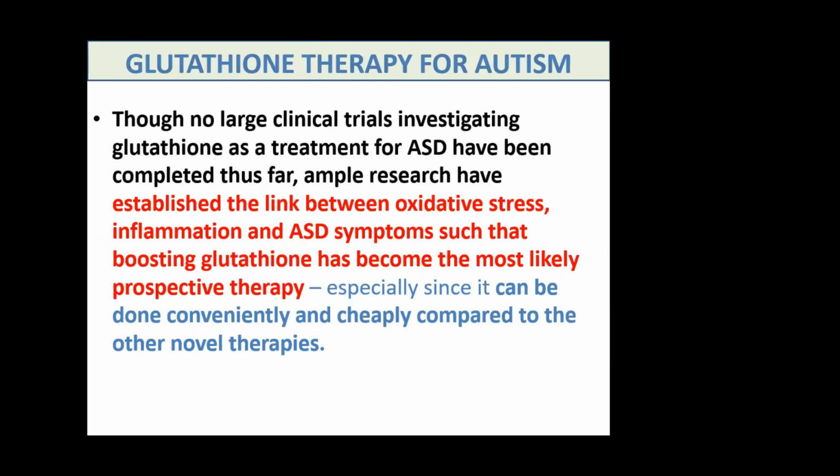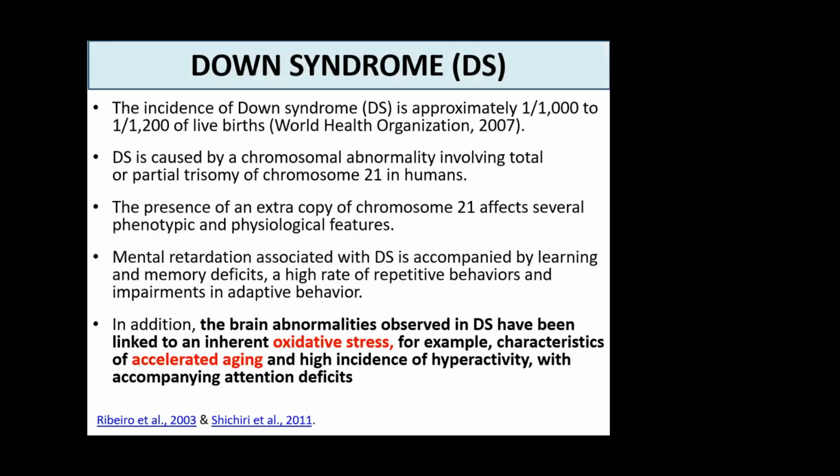Though no large clinical trials investigating glutathione as a treatment for ASD have been completed thus far, ample research has established a link between oxidative stress, inflammation, and ASD symptoms, such that boosting glutathione has become the most likely prospective therapy, especially since it can be done conveniently and cheaply compared to the other novel therapies.